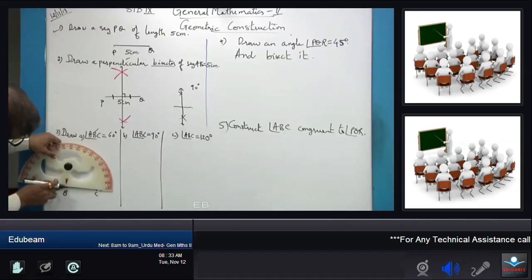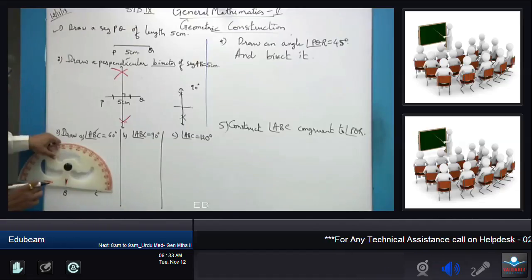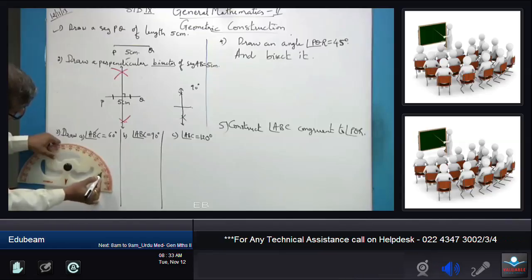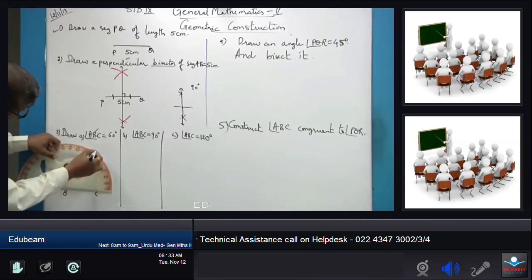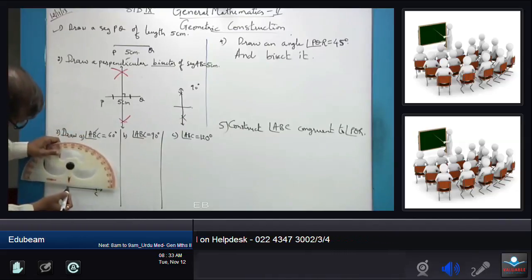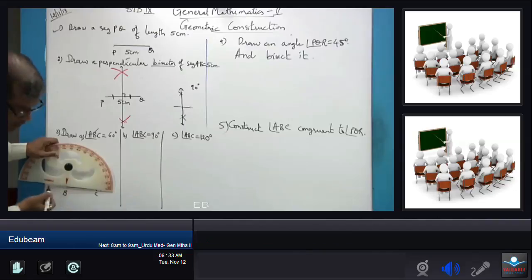Third question of the same one, third part of the third question. Draw an angle ABC of 120 degrees. Again, we are going to keep it at BC. Keep the measurement, and see that this is 120 degree. So what you get is on the other side of 90.